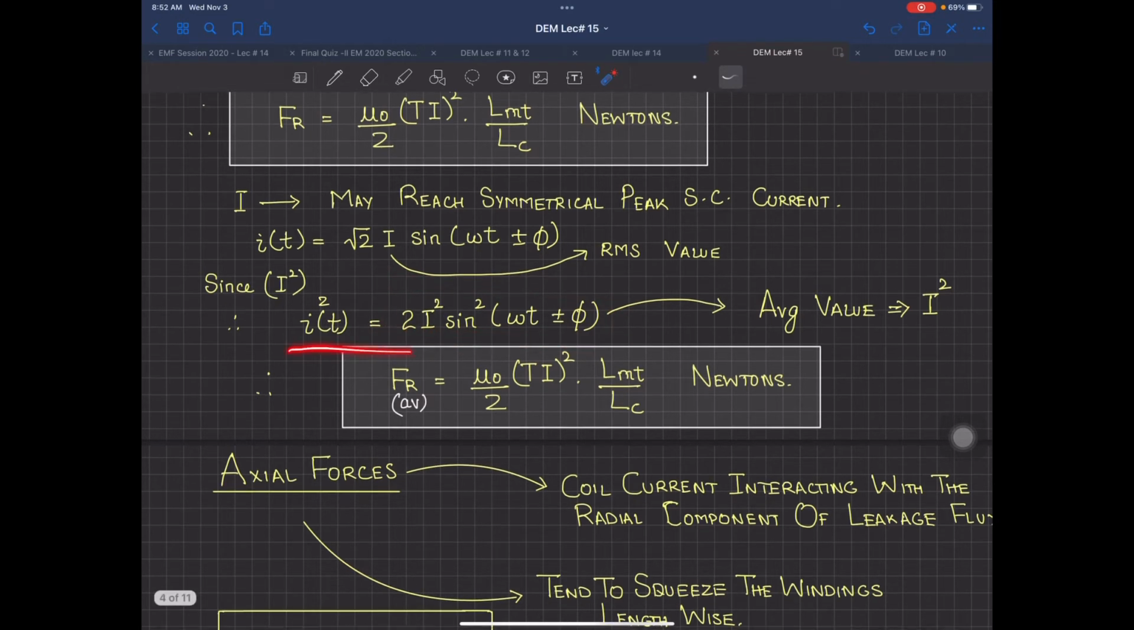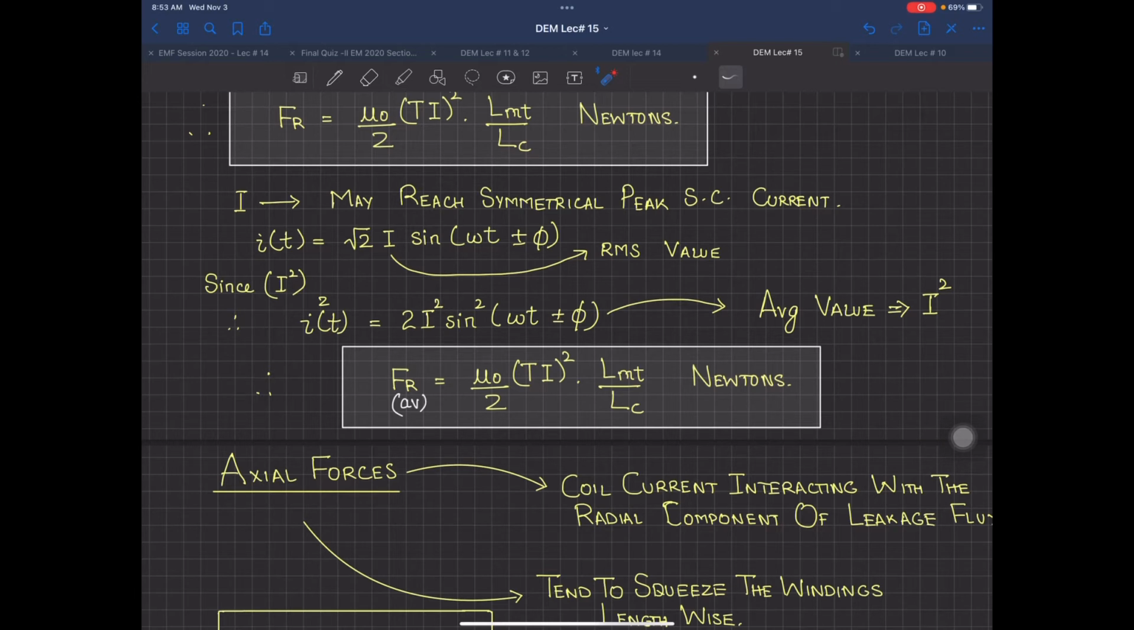And this I square t, I want to find out its average value. The average value will be I square. Okay? You have done this one in your power electronics course also, so I don't need to do it. You have a sine wave, you square it, its average value is going to be equal to the square of the RMS value over here. Okay? So, got it?